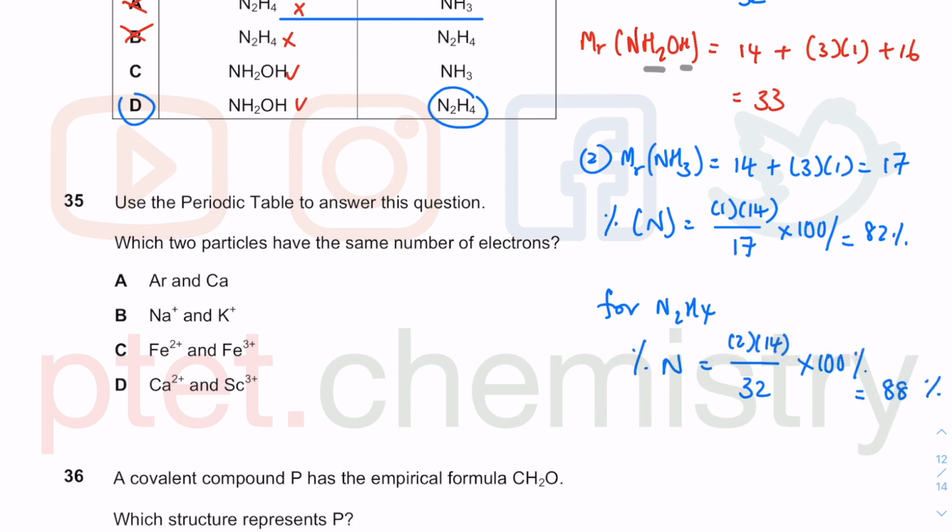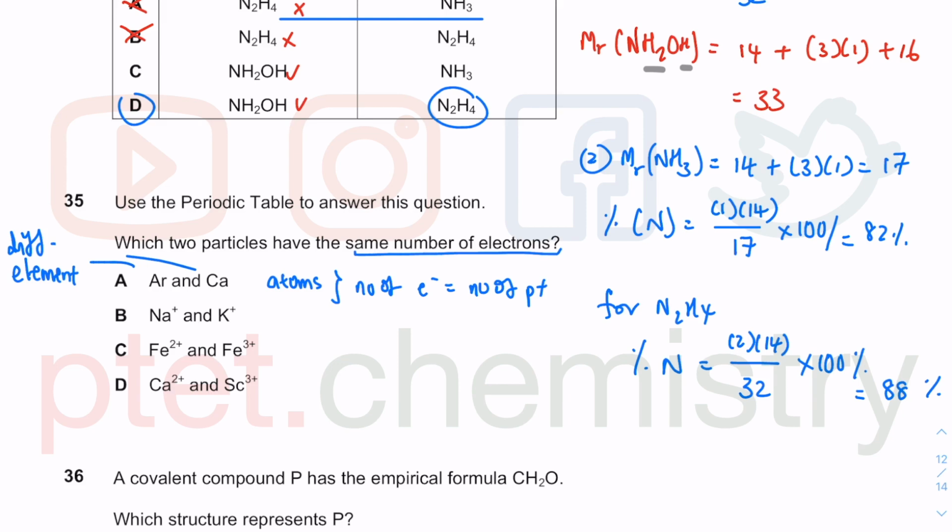Question 35, use the periodic table. Which two particles have the same number of electrons? So these are atoms. Atoms are uncharged, and therefore the number of electrons equals the number of protons. These are different elements. If you have different elements, then you have different proton number, therefore you have different number of electrons for the atoms. End of story. Na+ and K+.